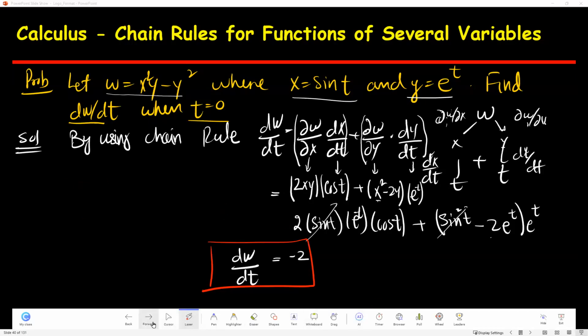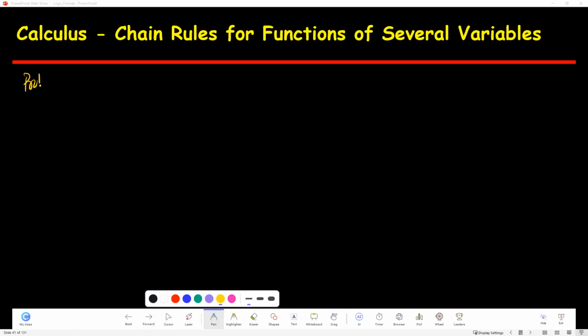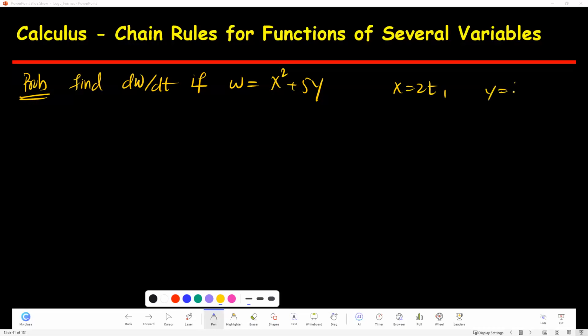Okay. Let's take a look at another problem. If w equals x squared plus 5y and x equals 2t, y equals t. My independent variable is who? My independent variable is t, because t is a dead end, right? t is independent. Anything else is dependent on t.